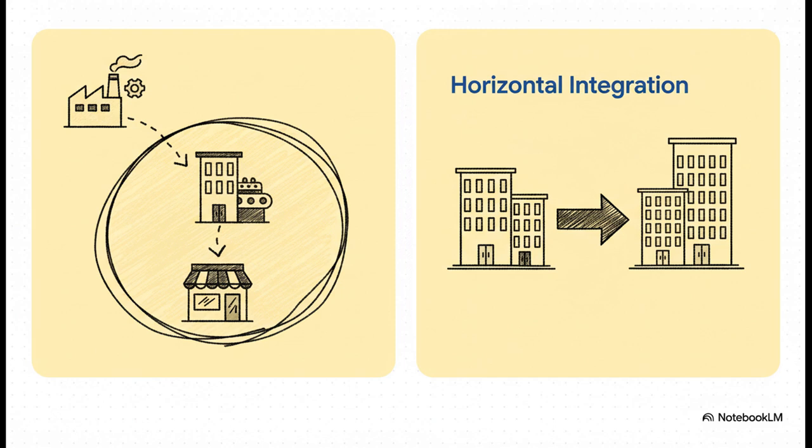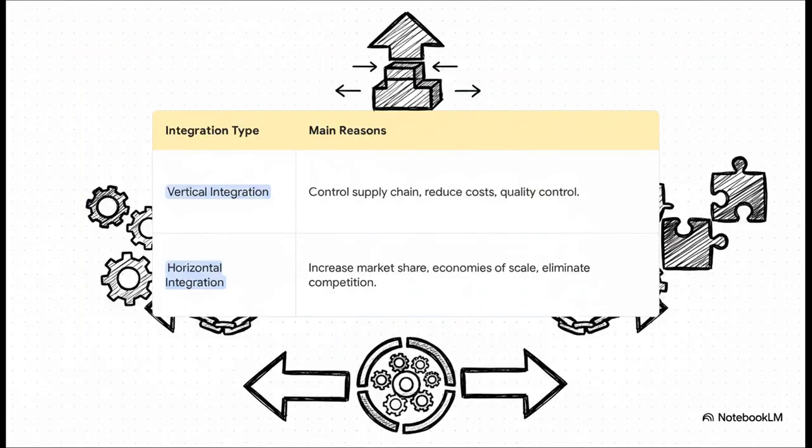That's when a company buys or merges with a direct competitor. Think of one social media app buying another one. So why do they do this? It all comes right back to our original definition. It's about combining separate business parts to create a stronger, more powerful whole.